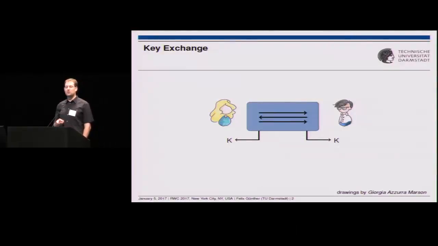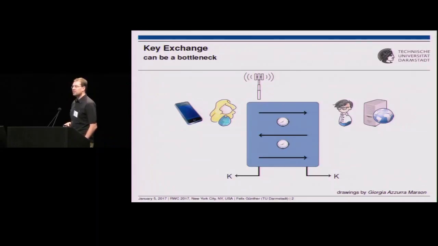This is joint work together with colleagues Britta Hale and Sebastian Lauer, who are both here, as well as Tibor Jager. And it's about key exchange. So this neat principle allows two remote parties to establish a shared symmetric crypto key over an insecure connection. Now, in practice, it turns out that this key exchange step can be quite a bottleneck.